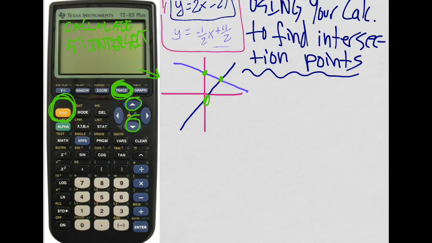Then it says guess. It just wants you to use the left or right arrows to move the cursor closer to the actual intersection point. But if you're just graphing two linear functions, it doesn't matter because there's only one intersection point. So then hit enter after it asks you to guess. It will think for a second, and then it'll quickly tell you x equals 3 and y equals 4. And again, this corresponds to the ordered pair (3, 4). It's telling you those are the coordinates of that point. So that can be a super useful way to use your calculator to solve a system of equations.